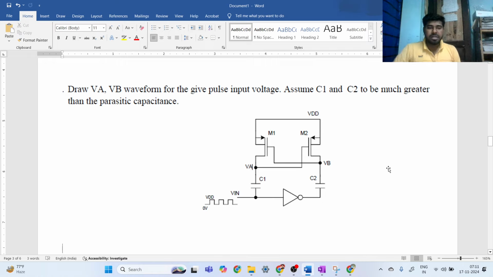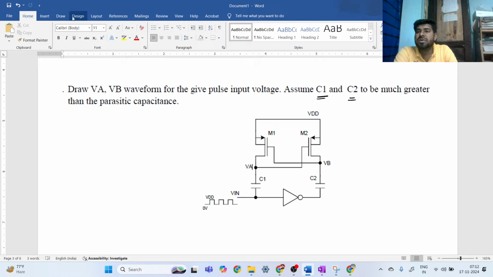So let's solve this interview question. Basically, we have a MOS based circuit with some capacitance and an inverter. We have to assume this C1 and C2 are very large compared to the parasitic capacitance of these MOSFETs. And this is a cross coupled MOS, right?